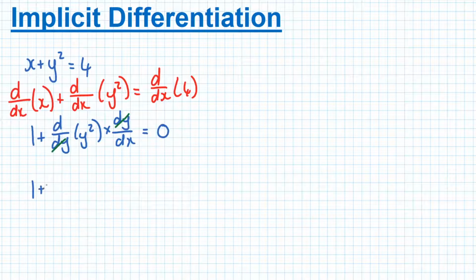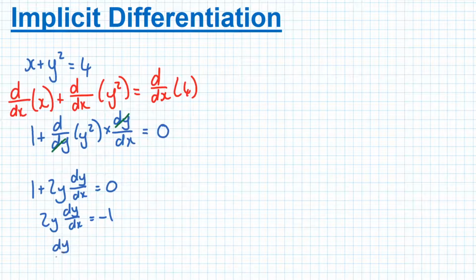1 plus the derivative of y squared with respect to y is 2y. And then we have to multiply that by dy by dx, and that's all going to equal 0. And again, we're looking for what dy by dx is. So what I'm going to do is move the 1 across the other side, and then divide by 2y. So let's move the 1 across the other side, so that becomes a negative 1. And then to get rid of the 2y, we divide the other side by 2y. So dy by dx is going to be minus 1 over 2y.